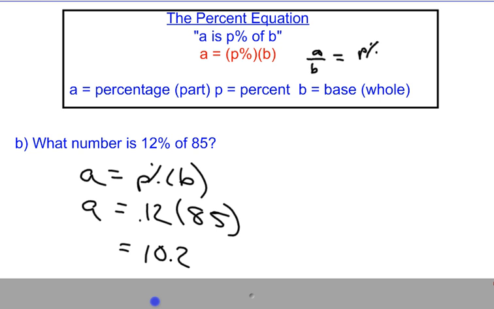10.2. Now, does this seem reasonable? Would 10.2 sound like it's about 12% of 85? Yeah. Does that sound about right? What is 10% of 85? 10% is 8.5. Just move that decimal once over, right? So 12% would be a little bigger than 10%, right? 8.5, 10.2, it sounds reasonable. Do check your answers for reasonability.